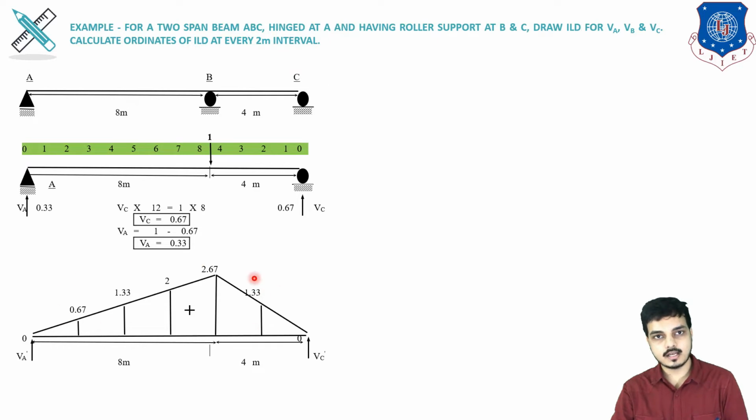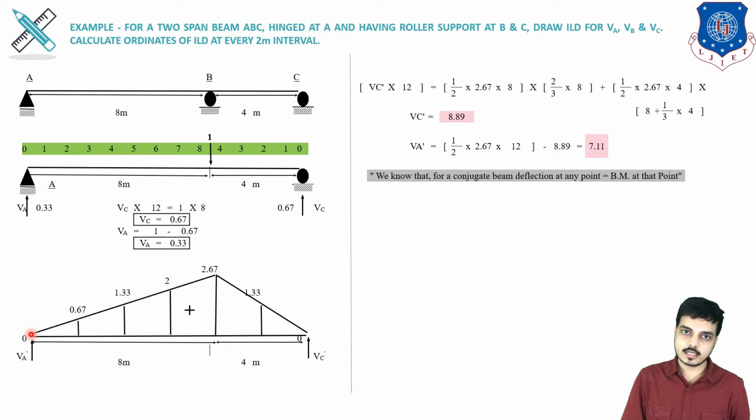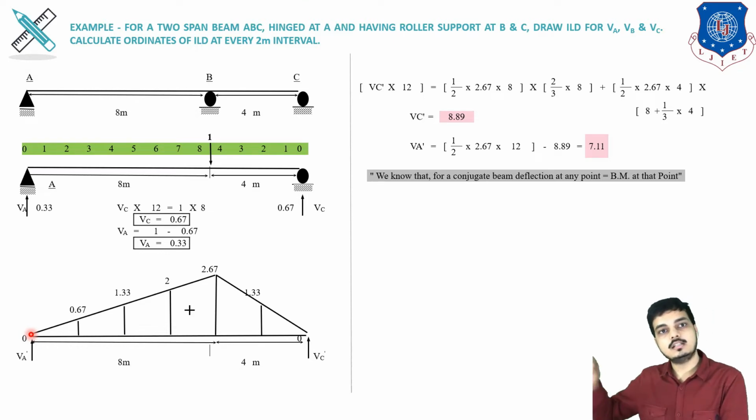Now after getting this diagram, we have to again find out VA dash and VC dash. So how to find that? Let's see. How to find out VC dash and VA dash? I have used the triangle as a load. VC dash multiplied by distance 12 while standing at point E. The VC dash is going in the anti-clockwise direction and the entire triangle is forming a clockwise moment.